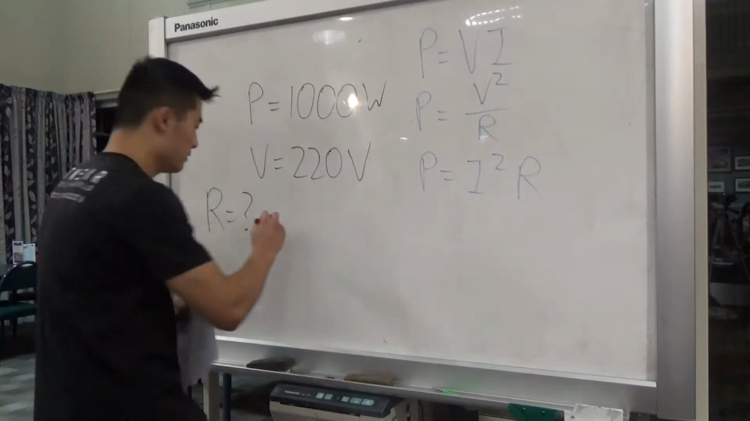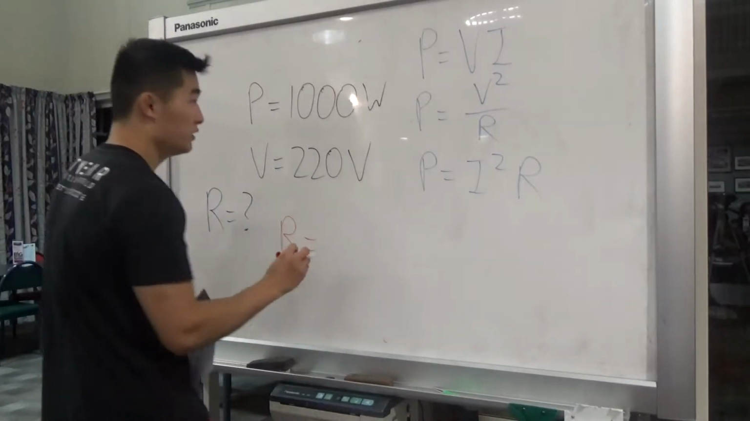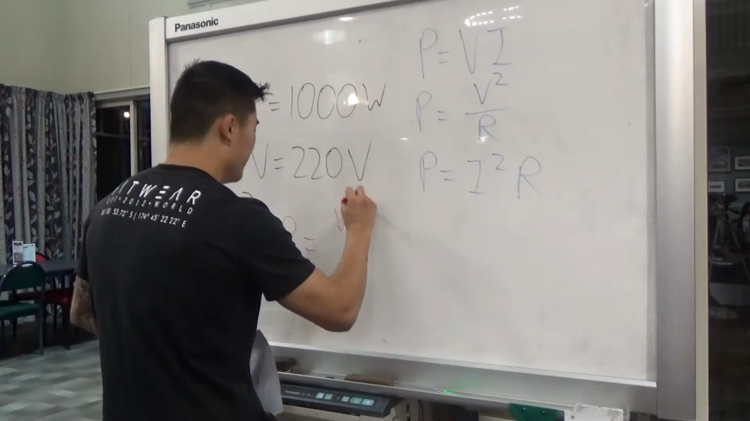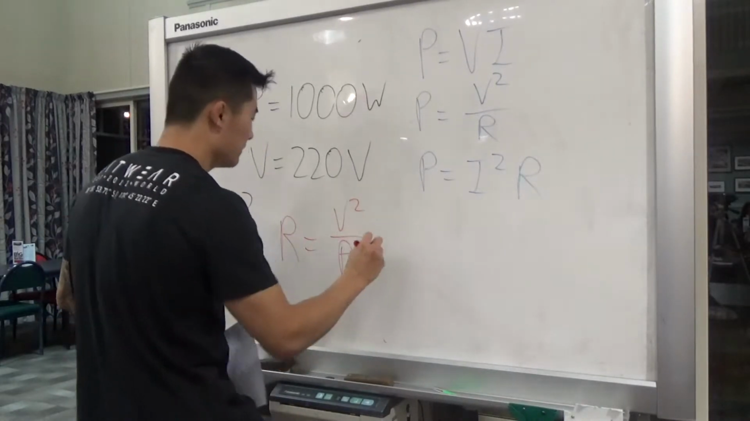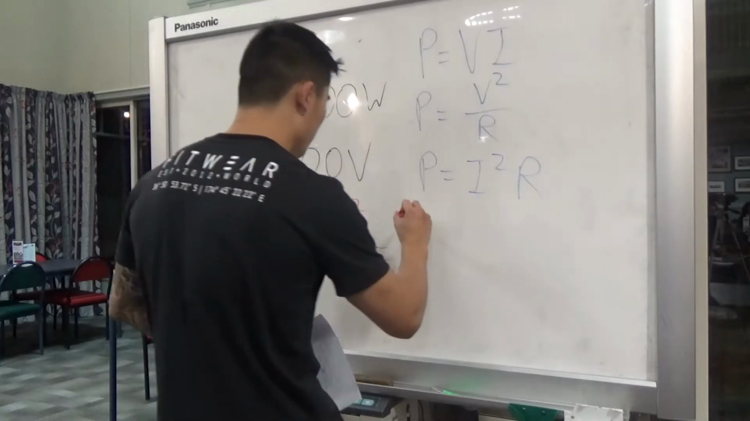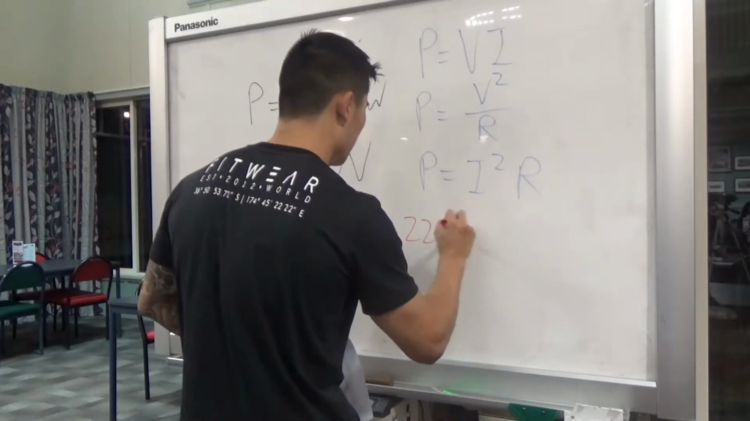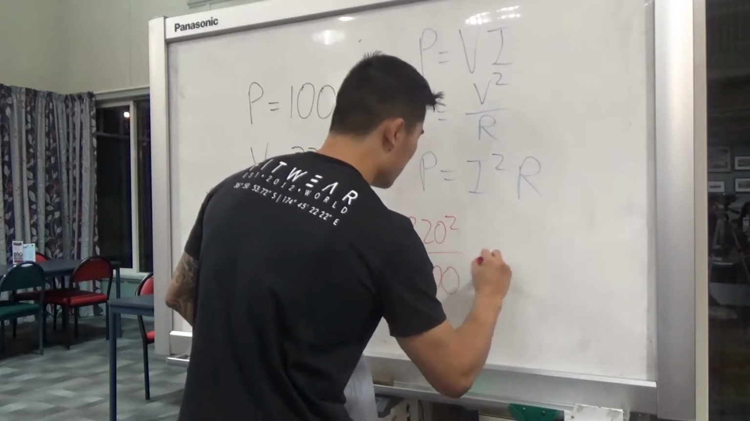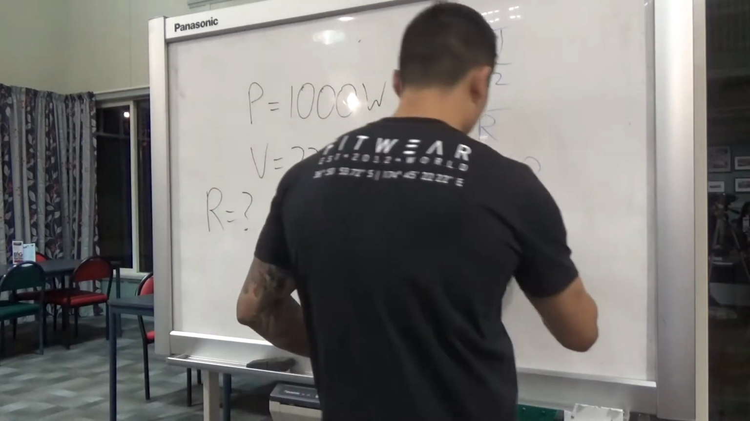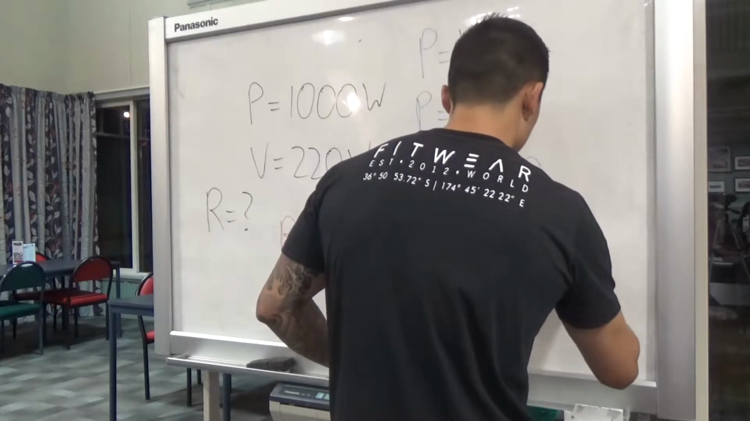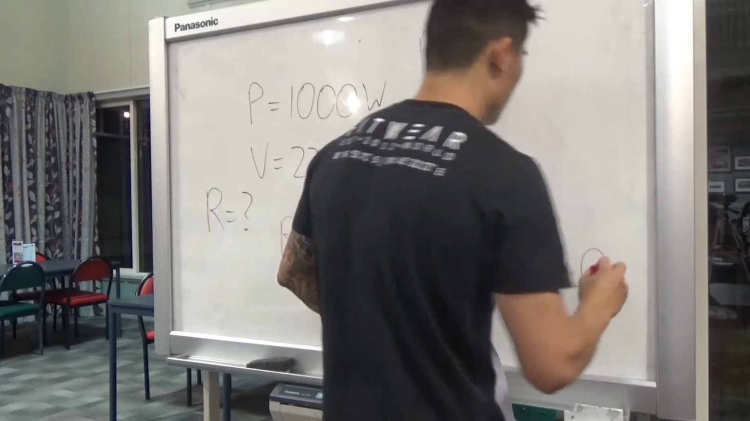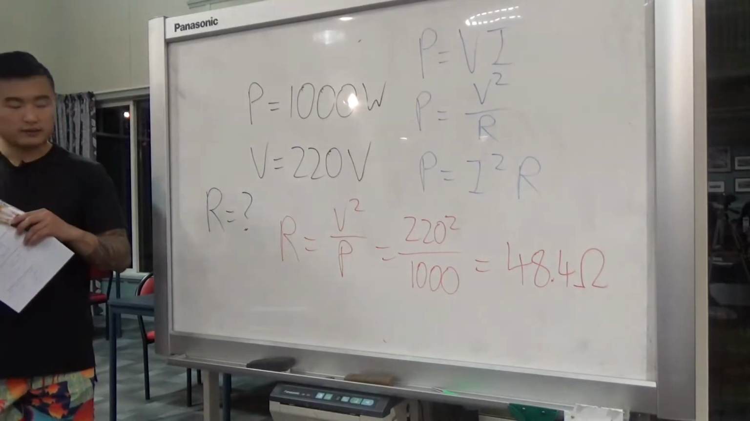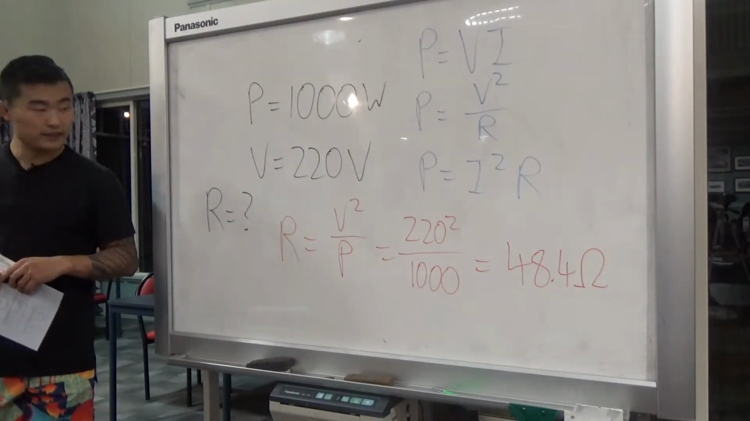R will be equal to, so you'll just swap those two, R will be equal to V squared over P. Our voltage is 220, so 220 squared over our power, which is 1,000. And that will give you 48.4. So that's 48.4 ohms of resistance.